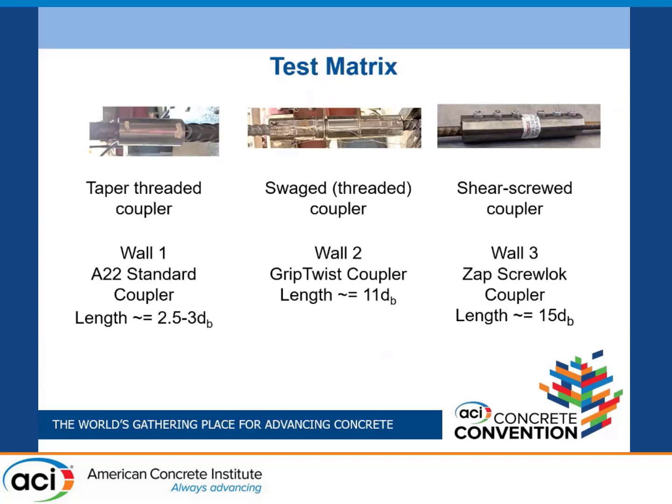Our project will look into three different types of couplers. The first wall looks at a taper threaded coupler, which is a short coupler whose length is around 2.5 to 3 times the diameter of the bar. In this coupler, the bars being spliced are taper threaded, and then they are connected with the coupler using a torque wrench.